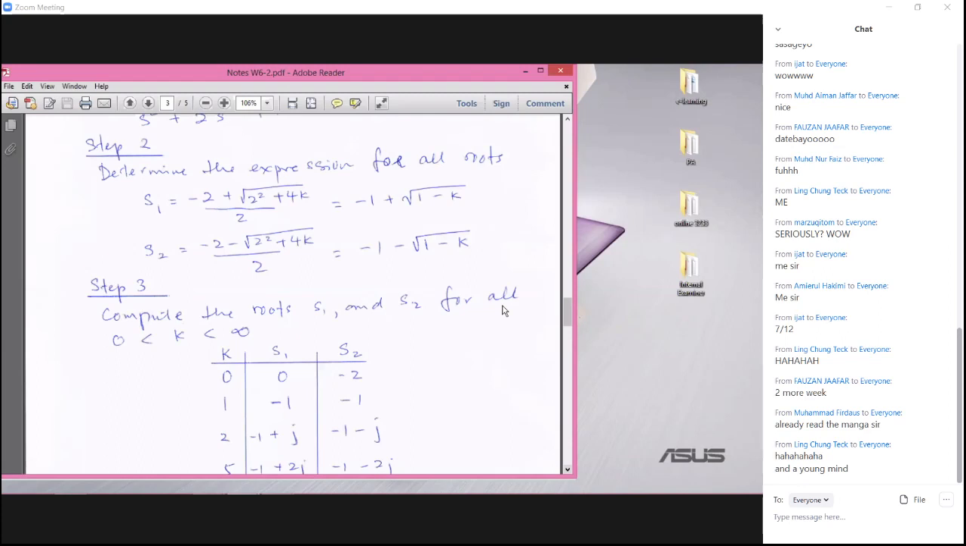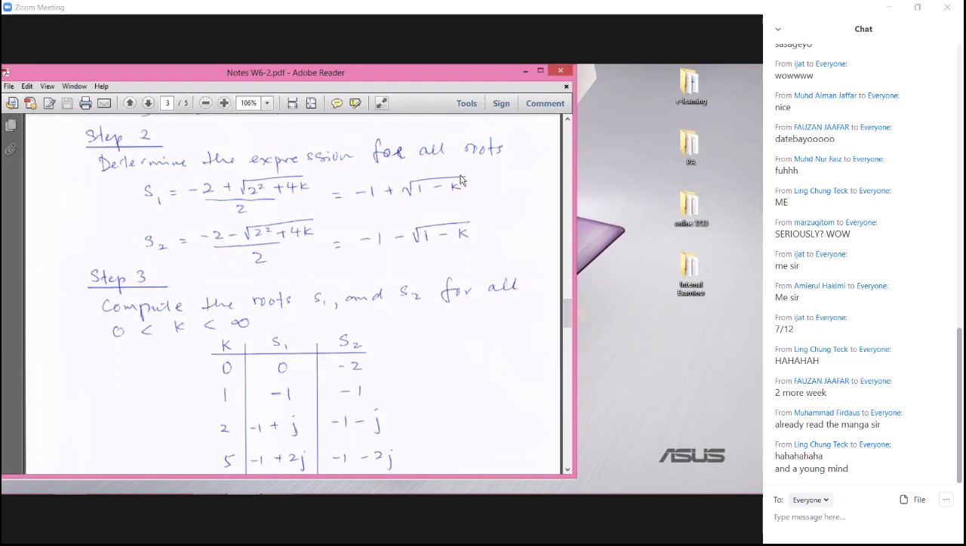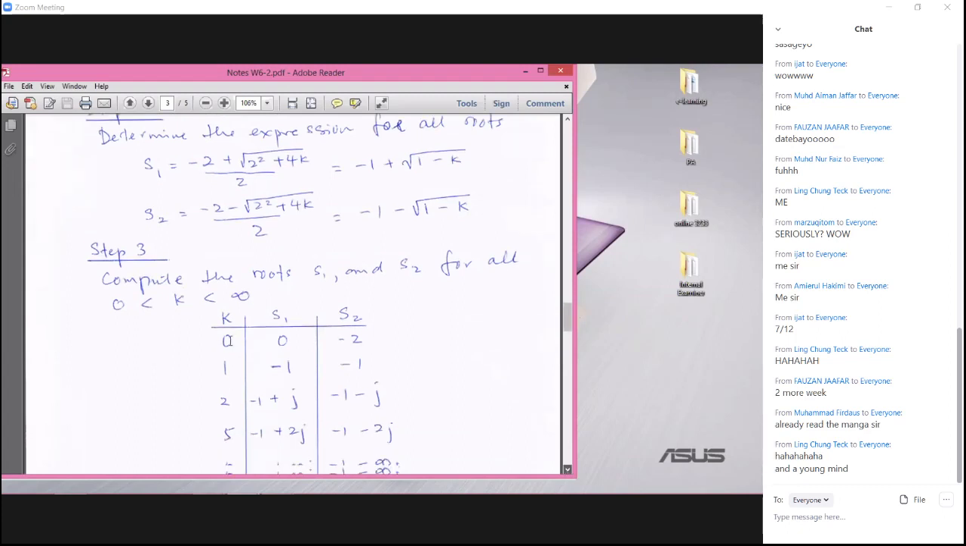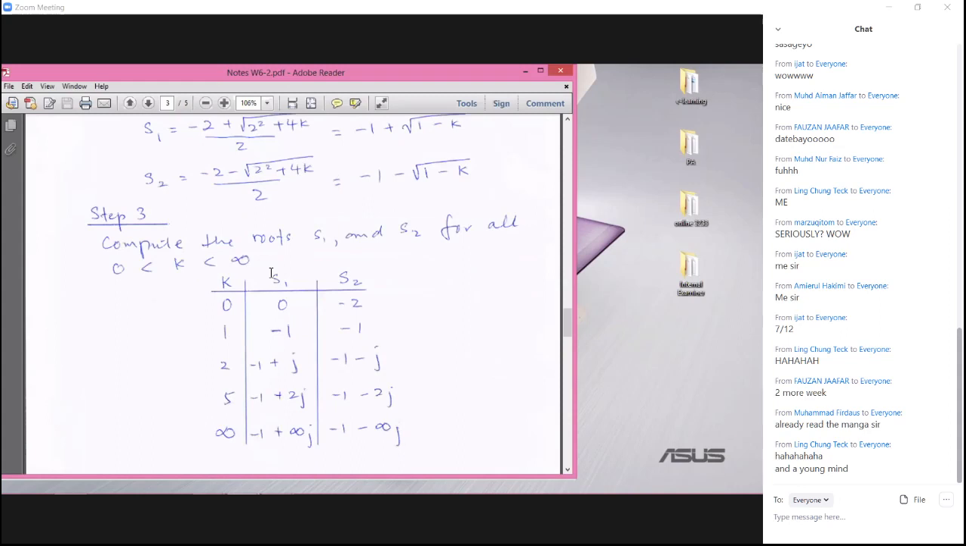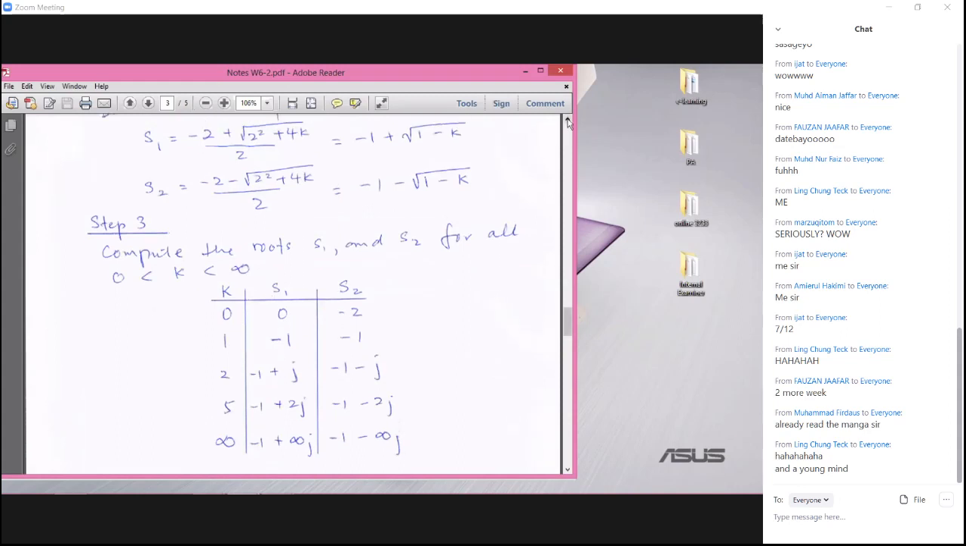Now we are going to vary this k from 0 to infinity, and then we can evaluate each of the roots. Okay, so this is the first root. Start from when k is equal to 0. You just substitute k equals 0. So negative 1 plus 1 is 0.